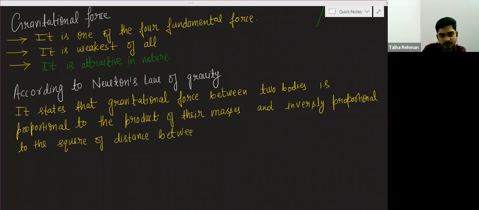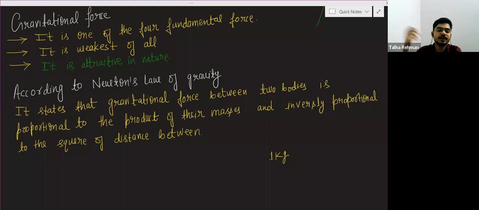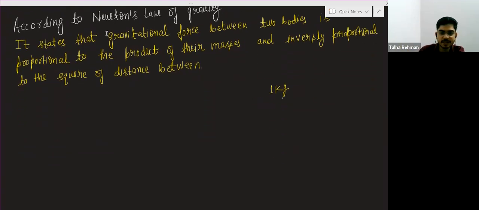So what does it mean? Suppose we have these two objects, this has some mass, this has some mass. If I take the product of the mass of this and the mass of this, suppose it comes out to be 1 kg. And suppose I take an example of the sun and the earth. This is the sun, and the earth is smaller than the sun, so this is the earth.